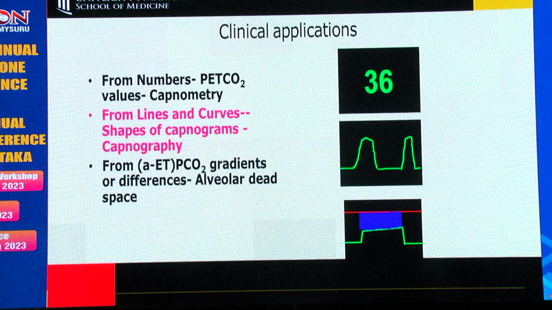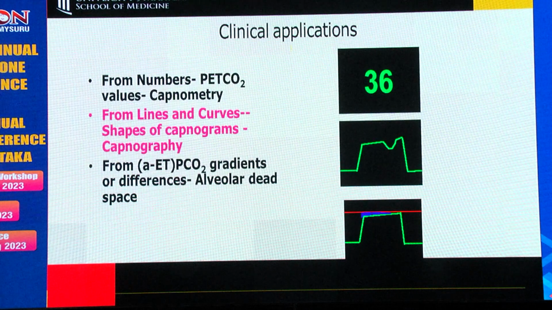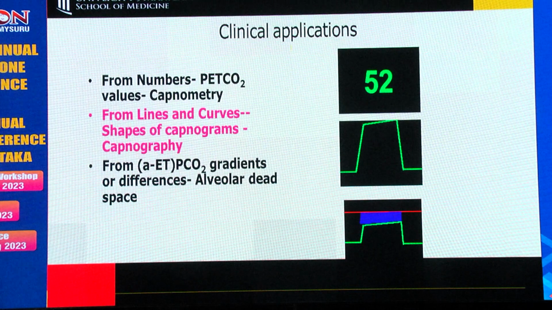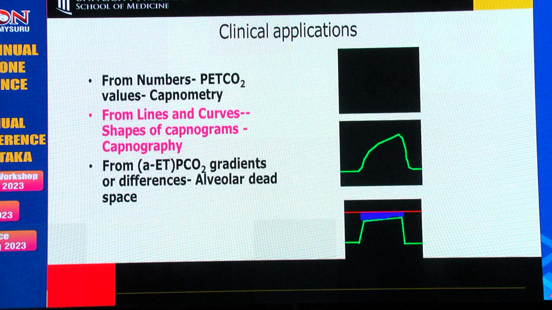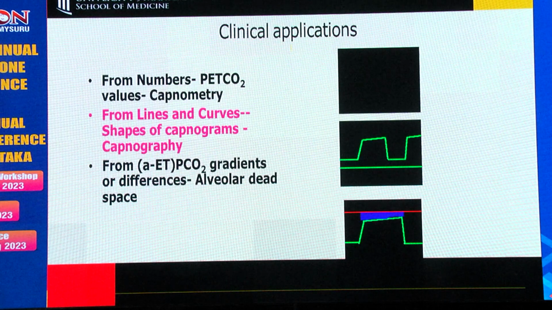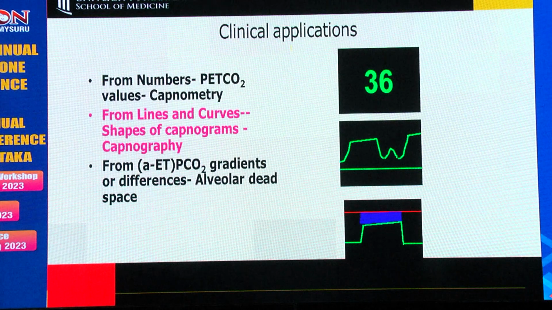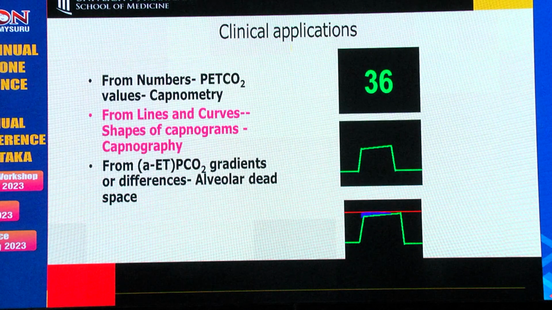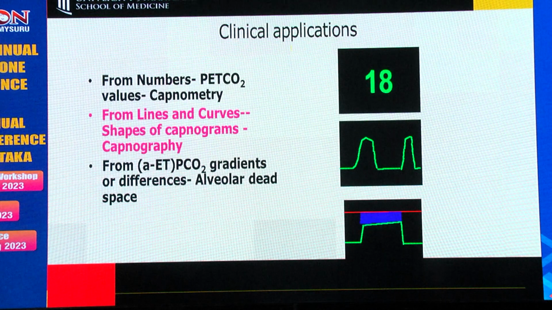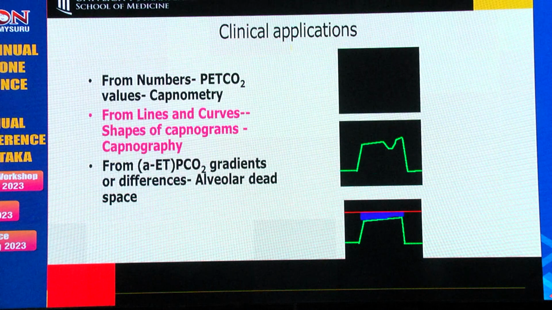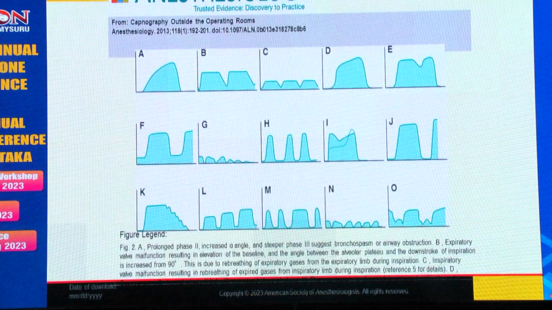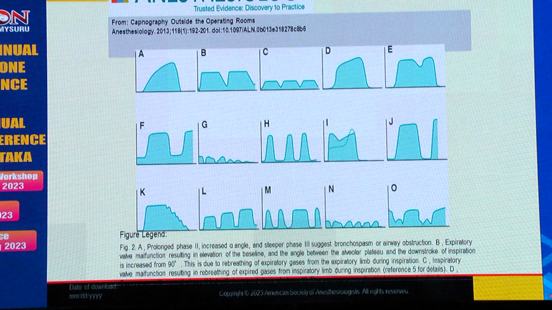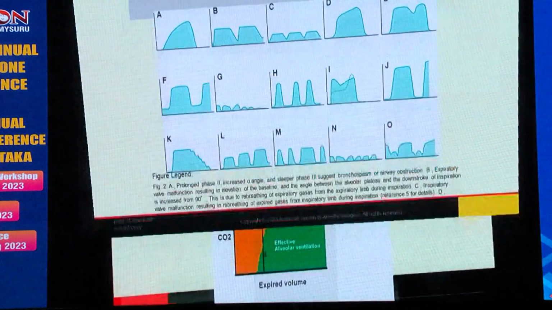Now, you can get information from the numbers, just the end-tidal CO2 numbers, high or low, or from the shape of the capnography, which is actually very pathognomonic of certain conditions, or from the arterial to end-tidal CO2 difference, which is a reflection of the alveolar dead space, which I will talk about shortly. These are the shapes, and actually I published about all these shapes in the journal Anesthesiology. You can see they're all available on the website.